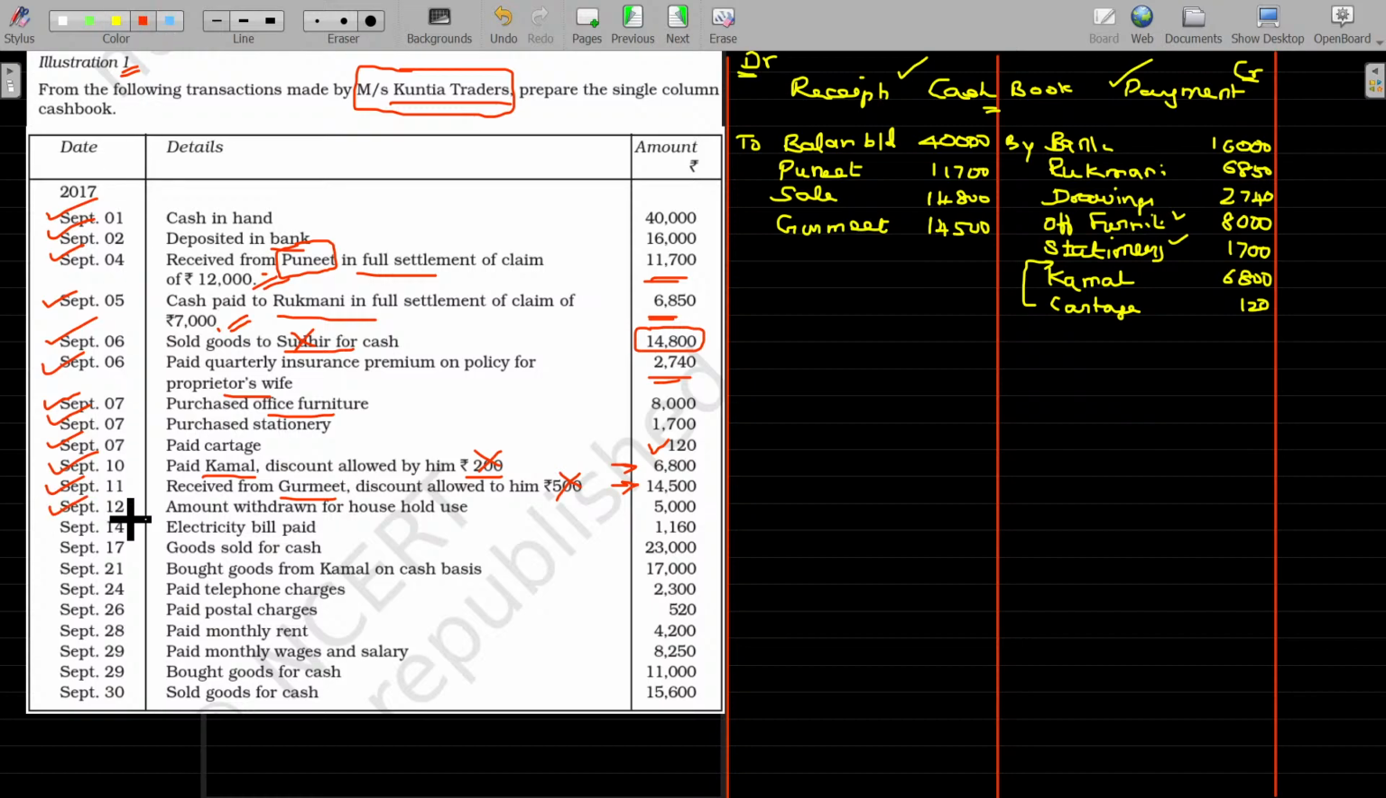And September 12th, amount withdrawn for office use. So you are withdrawing from the bank for an official purpose. The money will come from the bank account to the office cash box. We are preparing this cash book only for the office cash box, right? So this money comes to your box. Put that value in the receipt side. Bank. The amount comes from the bank.